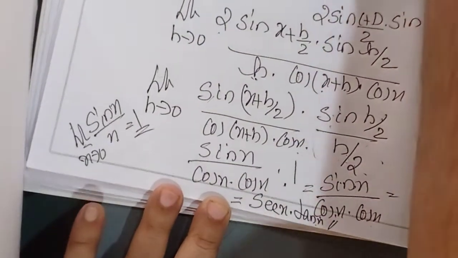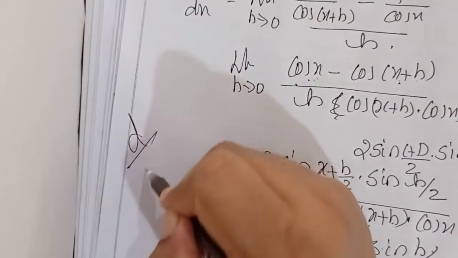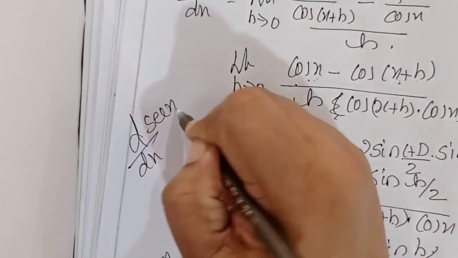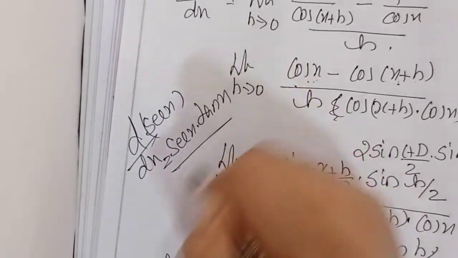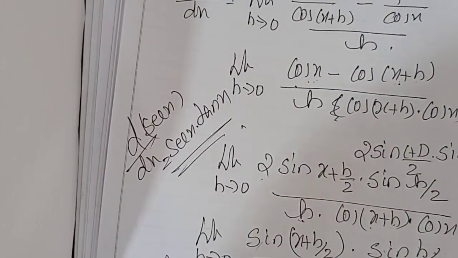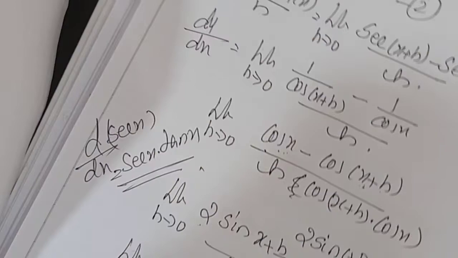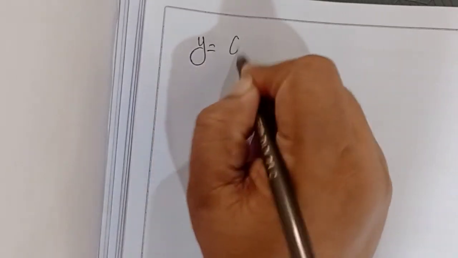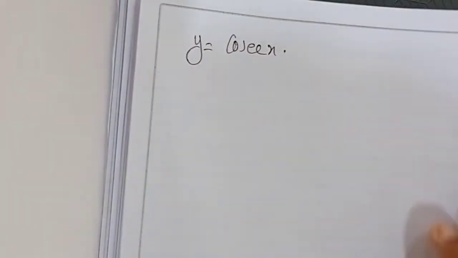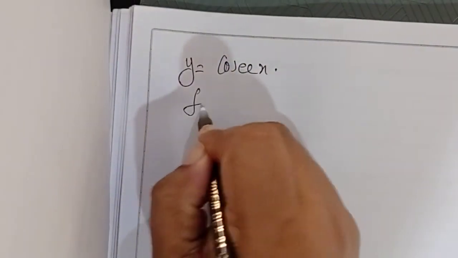What is the derivative of sec x? Derivative of sec x is sec x tan x. Okay, then one more. Sixth problem is y equal to cosec x. All of you write, y equal to cosec x. You can do it by yourself.